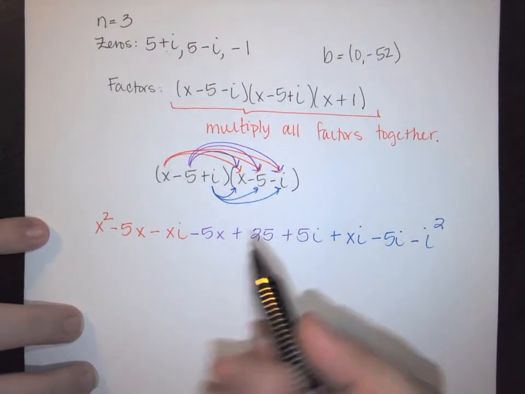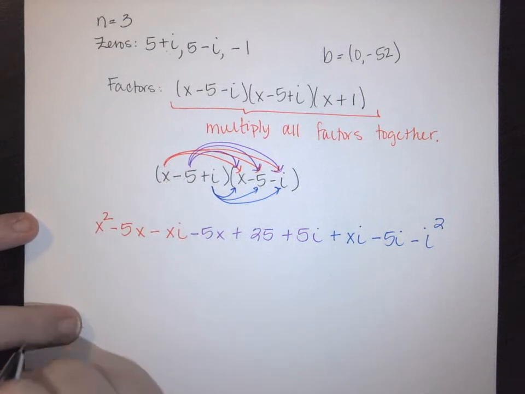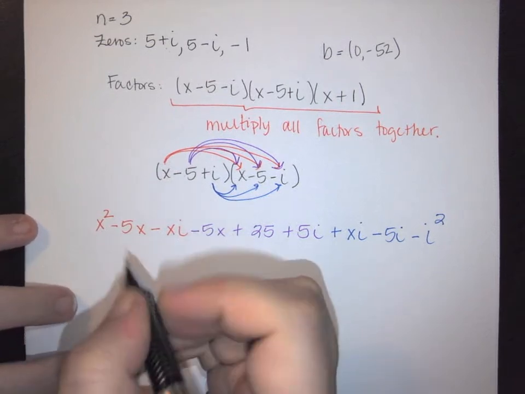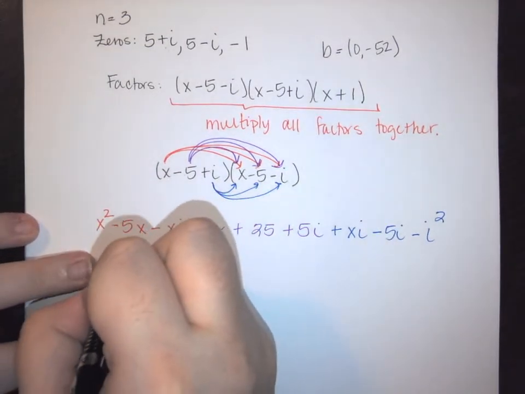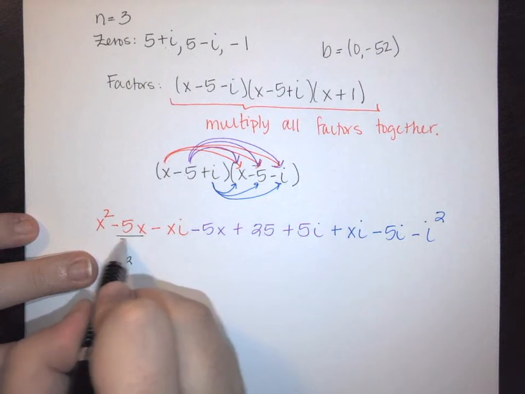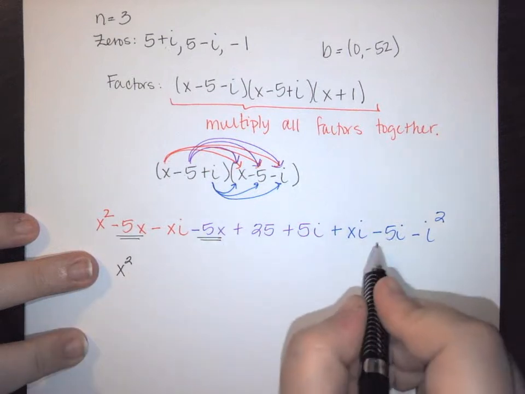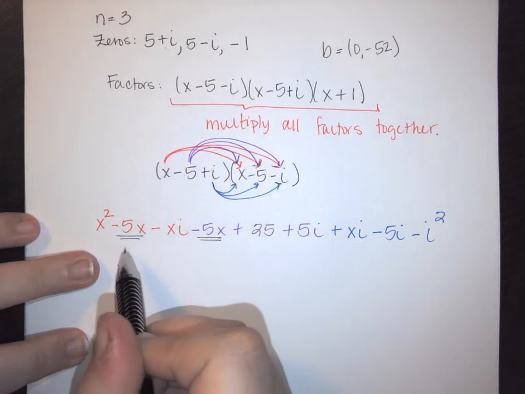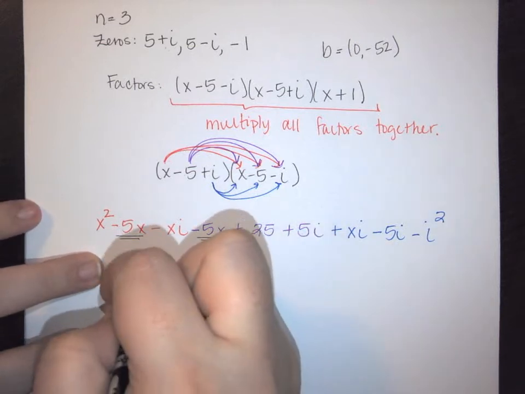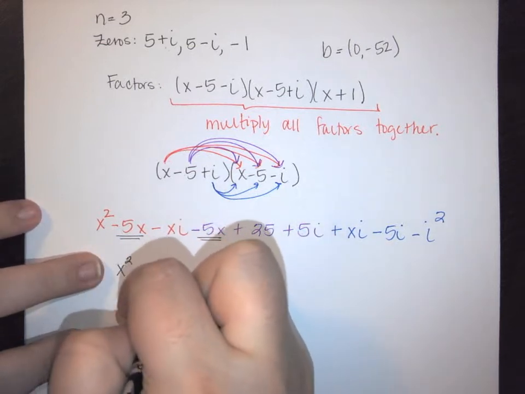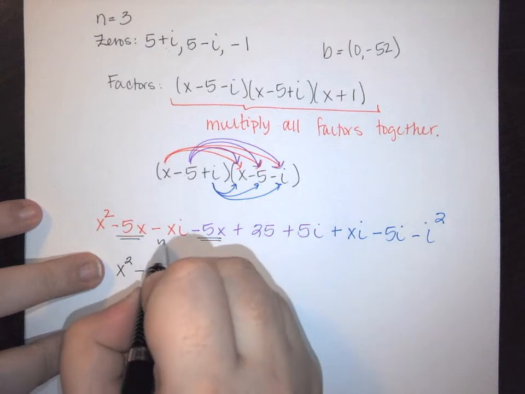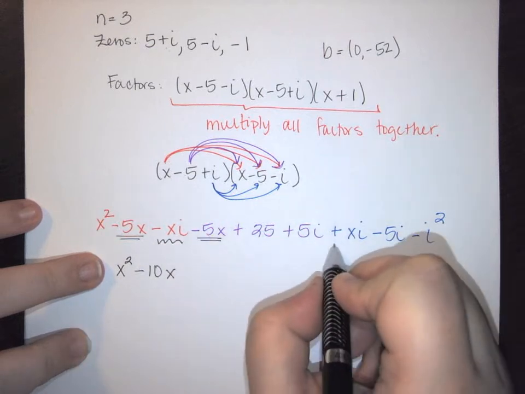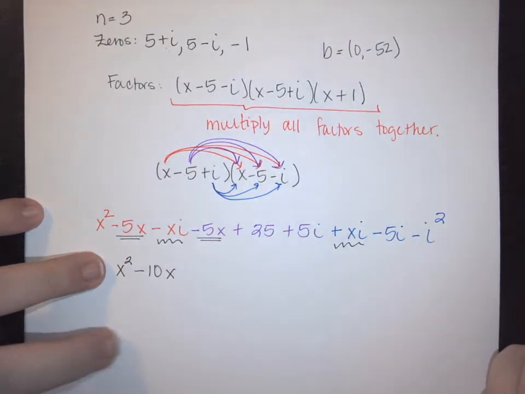So now with this, we have to combine our terms. So here, this is an x squared. I have a minus 5x and a minus 5x. And so here we're going to go ahead and combine those, which is negative 10x. I have an xi and an xi, and notice those go away.